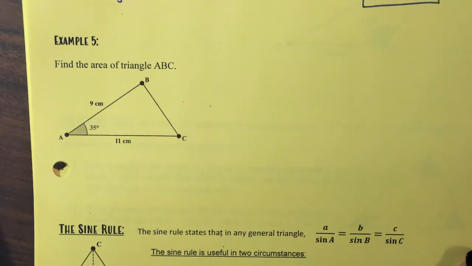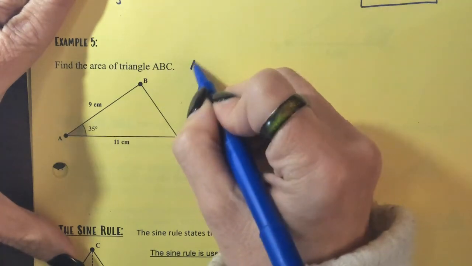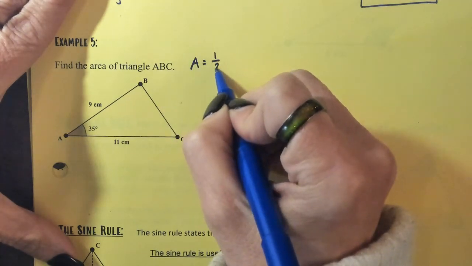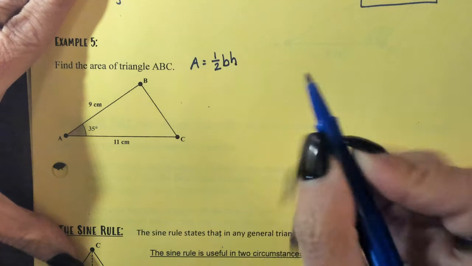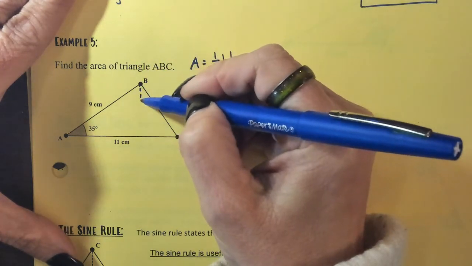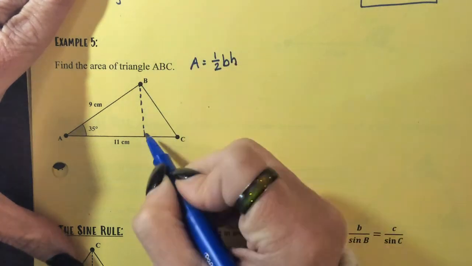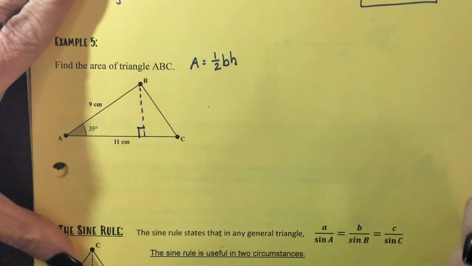Okay, let's try number 5. Find the area of the triangle ABC. Well, when you look at this, first off, they don't really tell me whether or not this is a right triangle, so I cannot assume that it is. But I do know the area of a triangle is 1/2 base times height. So I'm going to draw a right angle down, and that's my right angle.